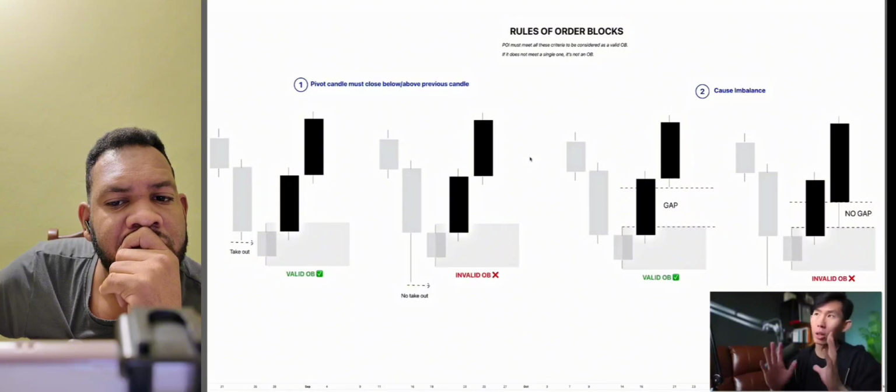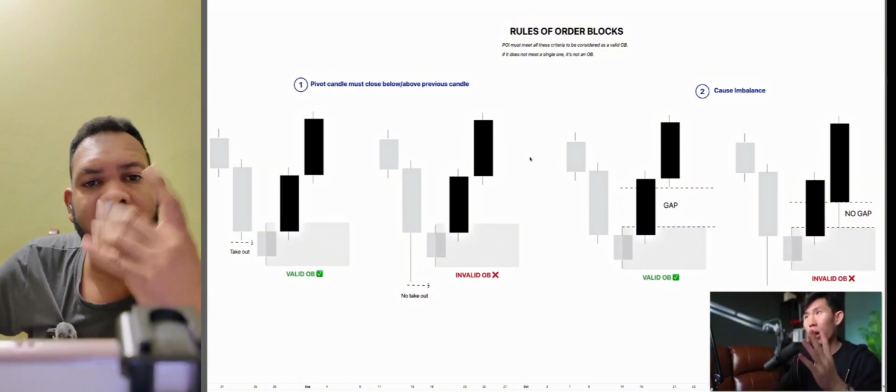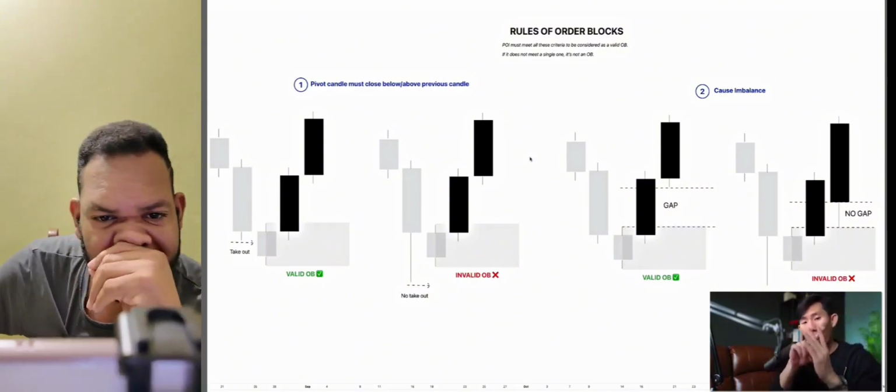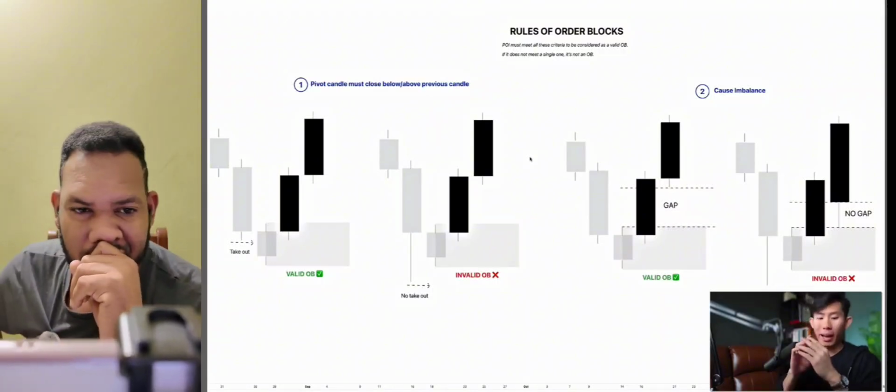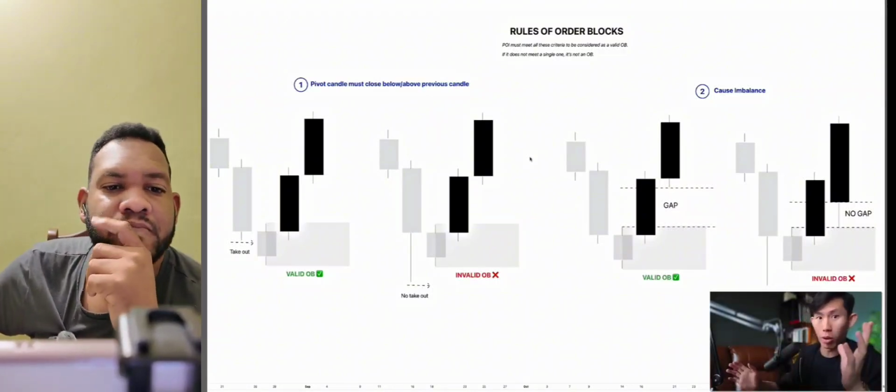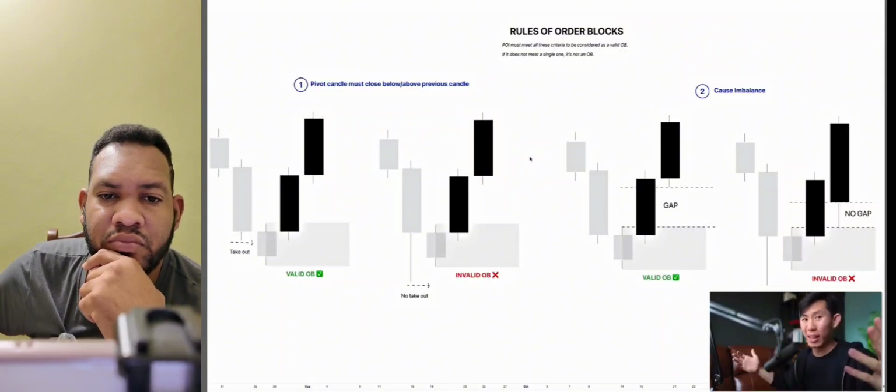Like I mentioned just now, in order for a zone to be considered an order block, it needs to meet 4 criteria. It must meet every single one of these 4 criteria. If it does not meet a single one of them, it is not an order block. It could just be a normal supply and demand zone.